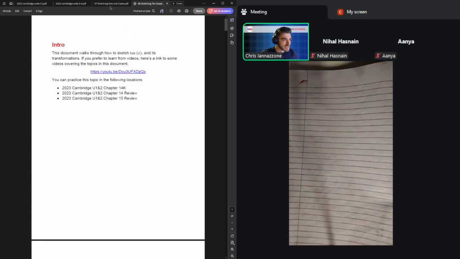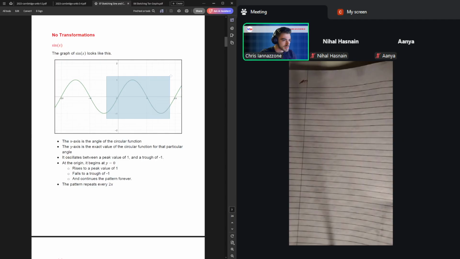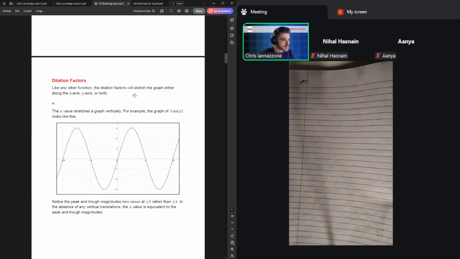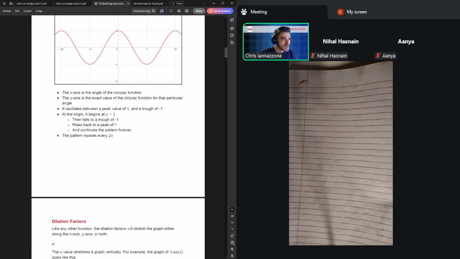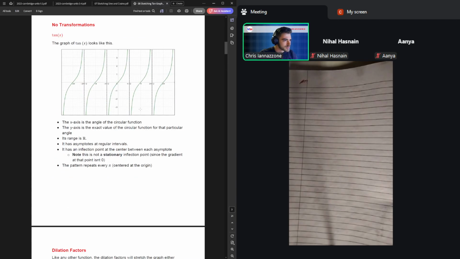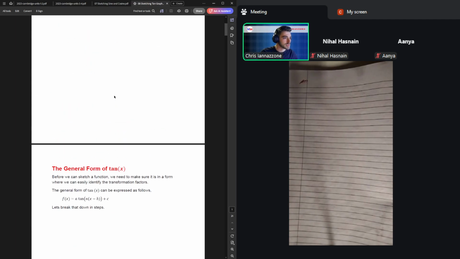So we looked at how to sketch the sine and cosine, these sort of wave looking things for sine and cos. We didn't really look at the tan graphs at all. And they are quite different, so I figured it'd be worth dedicating some time towards that. So let's give that a shot.